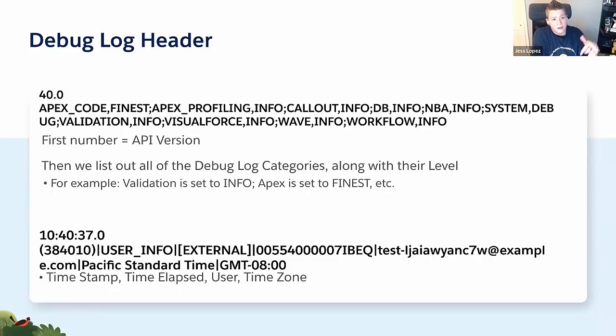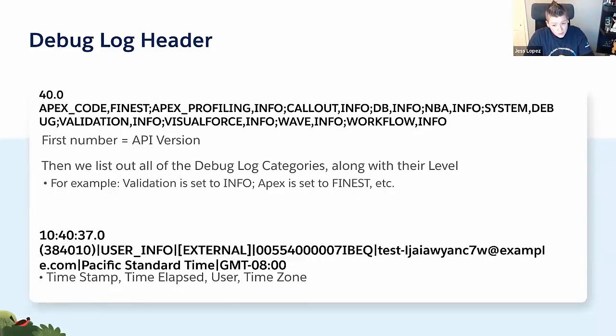You'll also see on that next line all of those categories that we talked about a few slides earlier and their logging levels. So for instance, Apex code is set to finest here, Apex profiling is info, etc. Sometimes I'll get debug logs from our support engineers and maybe it doesn't have everything I think it should. If I look at the debug levels here, I might see that it's in a lower setting than I might want, so I'll probably capture a more granular one.